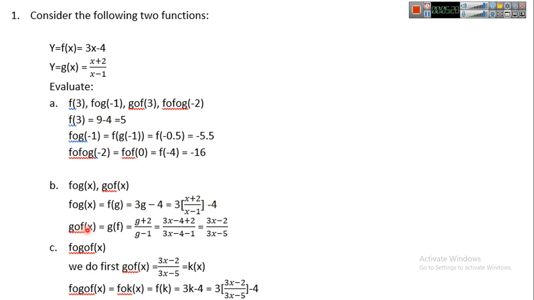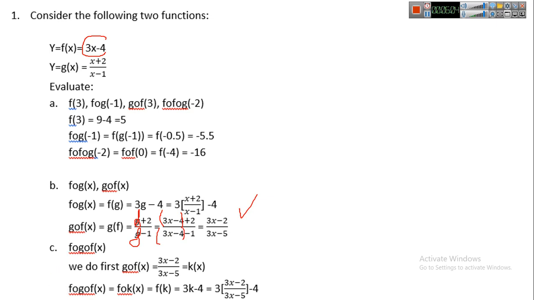I want g of f of x, so it's g of f. I go to g, I replace this x by f, so it will be f plus 2 over f minus 1. But f is 3x minus 4, so I replace: 3x minus 4 plus 2 over 3x minus 4 minus 1, so it will be 3x minus 2 over 3x minus 5.